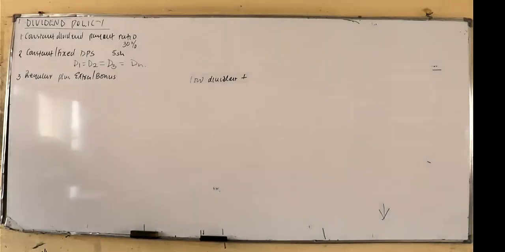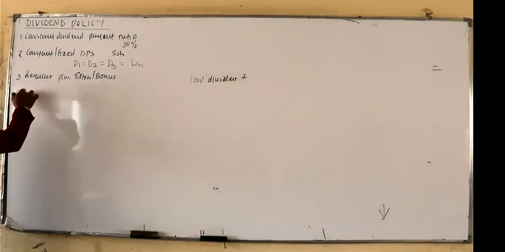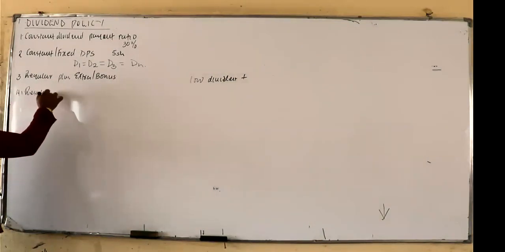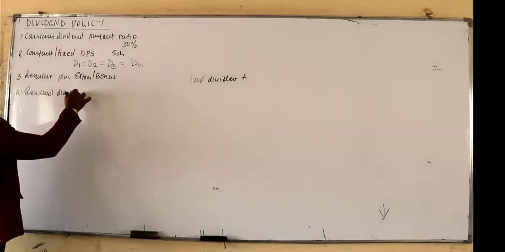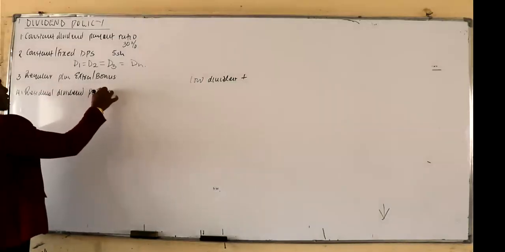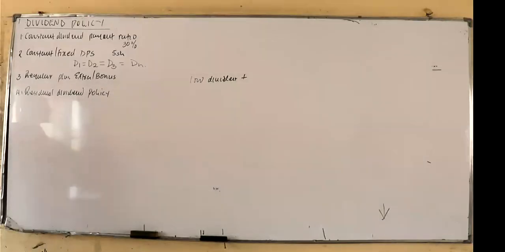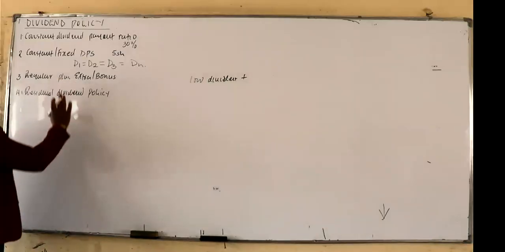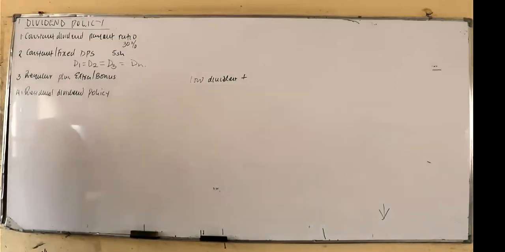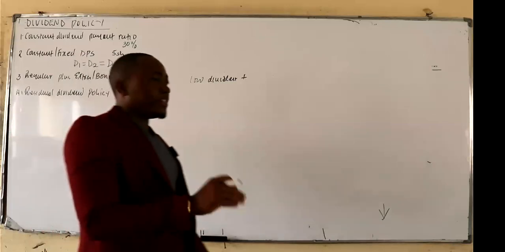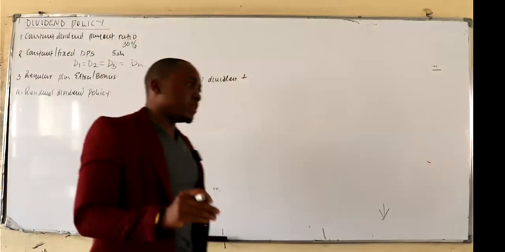And lastly, we have the residual dividend policy. This one is applied by a given class of companies whereby the majority of the shareholders are wealthy people, and they should only pay dividend. They don't have any investment to undertake. So the company will only pay the dividend if there is no investment opportunity they can take.